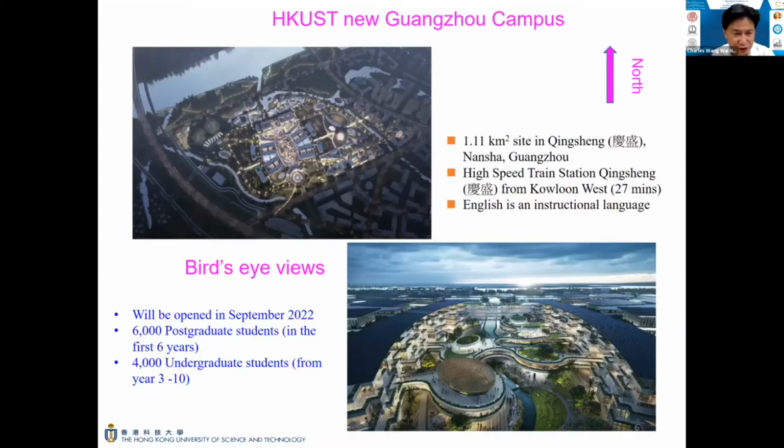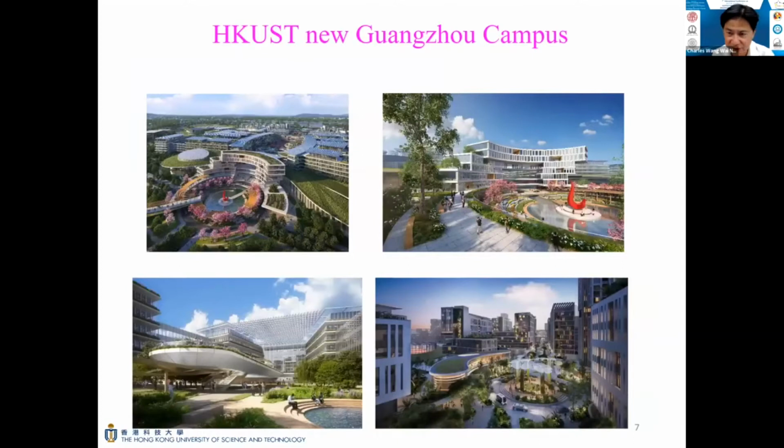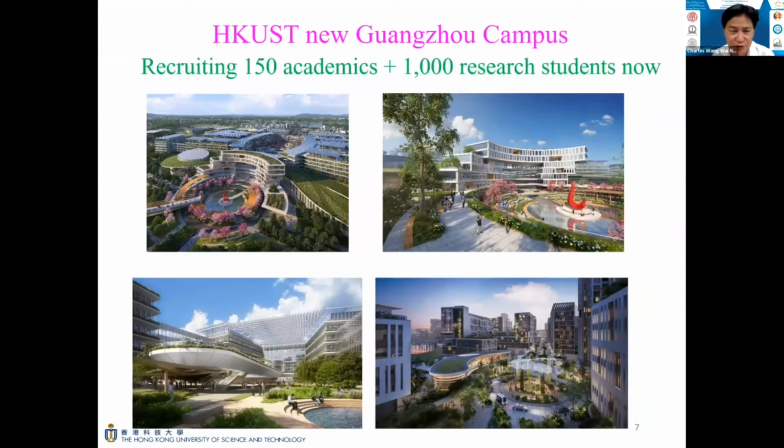And there are a couple of pictures showing the new campus from the architectural drawing. And that's how it should look. And at the moment we are recruiting 150 academics, meaning professors, from assistant professor to full professor, okay? And also we are recruiting about 1,000 research students now. So if anyone in the audience is interested, please go to our website.